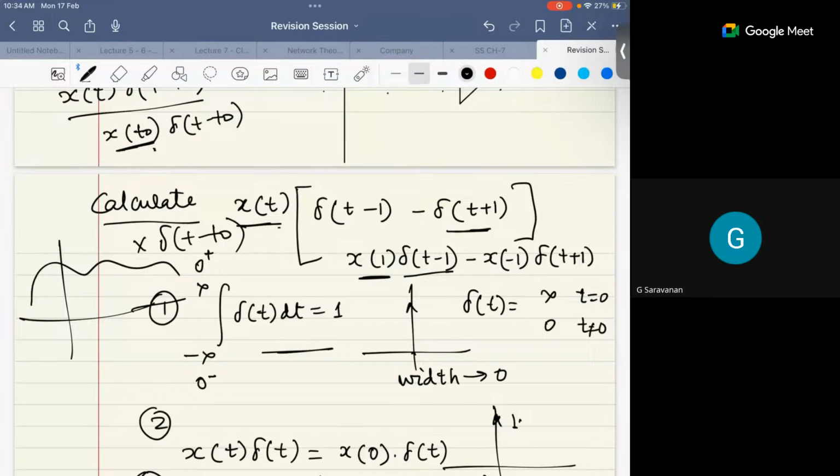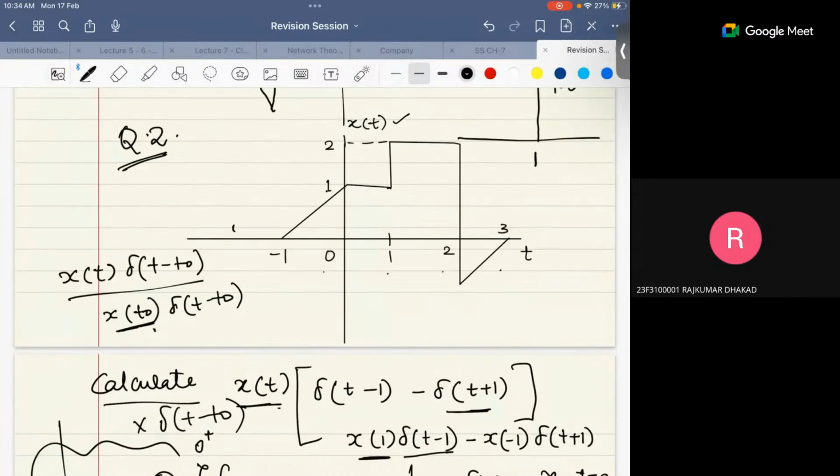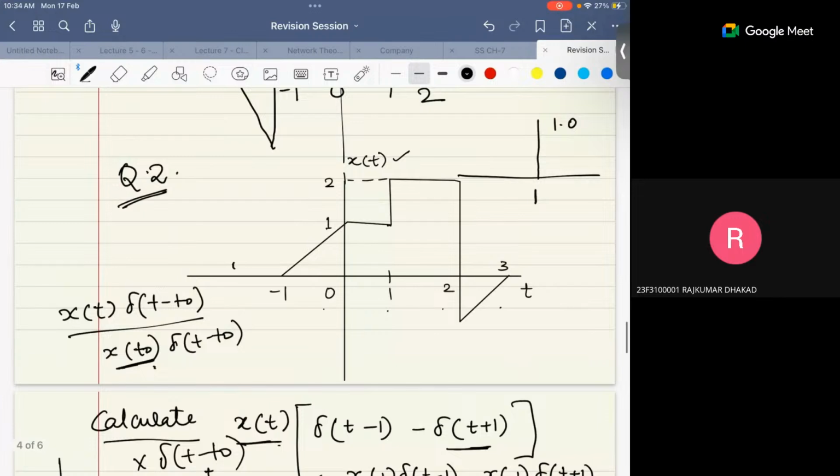I got it, sir. Just give me a second. x of 1 is 2 or 1? How can we identify it as 1 or 2? Okay, see, at 1 minus the value was 1, but at 1 plus it is 2. Exactly at 1, the value has not been given.